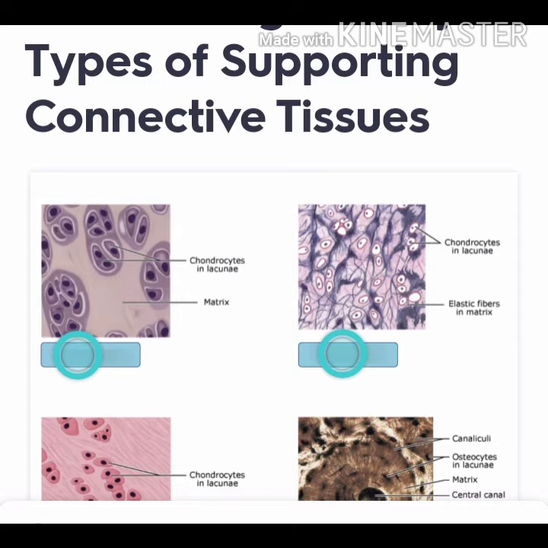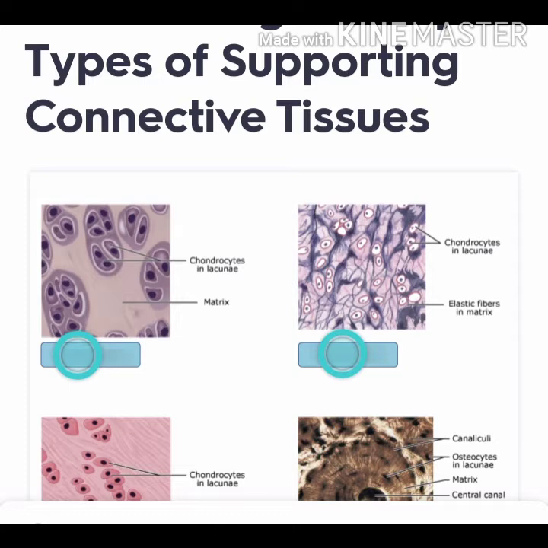The examples of connective tissues in our body with the loose matrix are the areolar connective tissue and adipose tissue. The examples of connective tissues with the dense matrix are the tendons and ligaments. That we studied. Next, we are going to study the second type of connective tissue, that is supportive connective tissue.